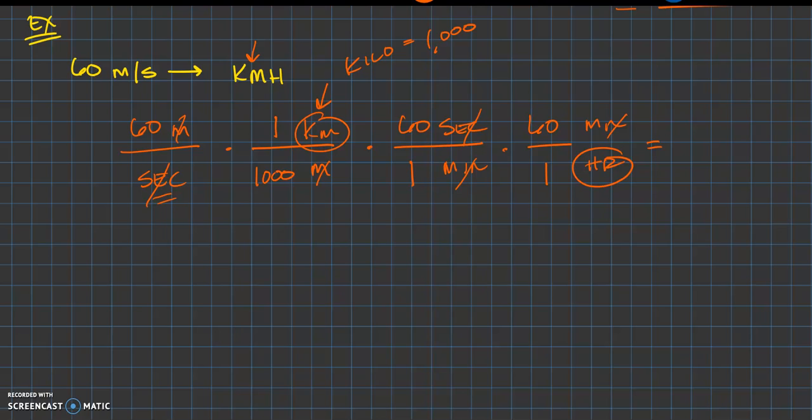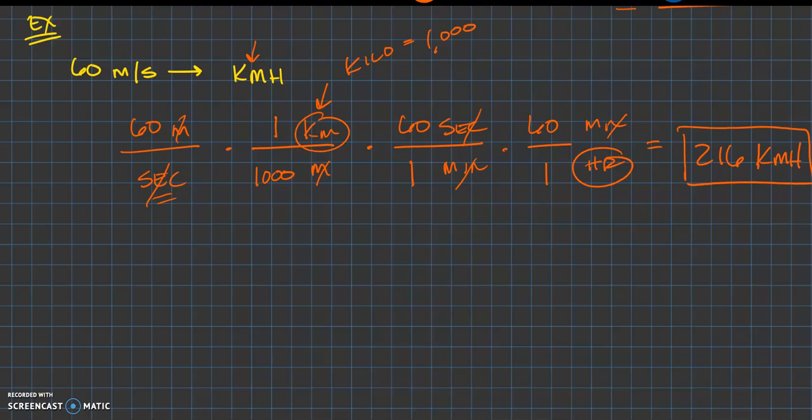So in a case like this, to do the math, I take 60 and I divide by 1,000, and then I multiply that answer, that quotient, by the product of 60 times 60, which is 3,600. So I would take 60, divide by 1,000, and then multiply by 3,600. And when I do that, I get 216 kilometers per hour.